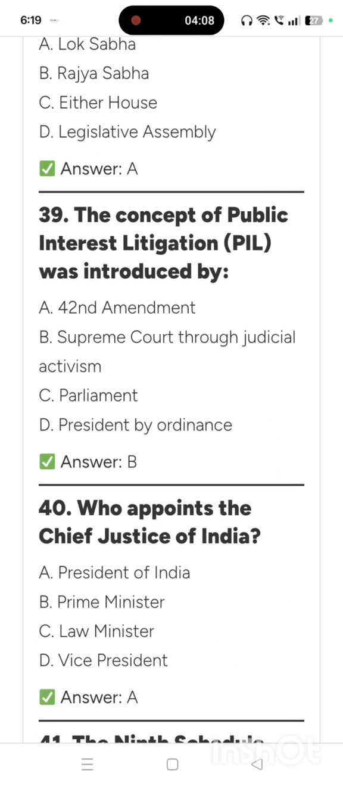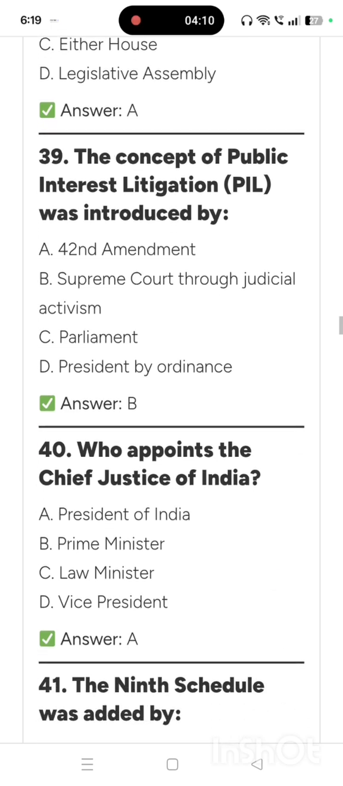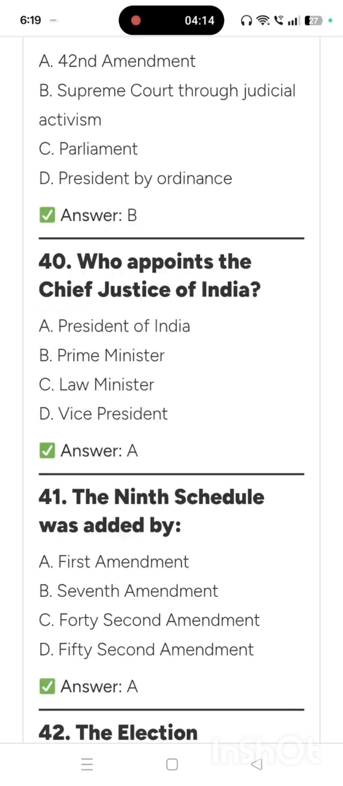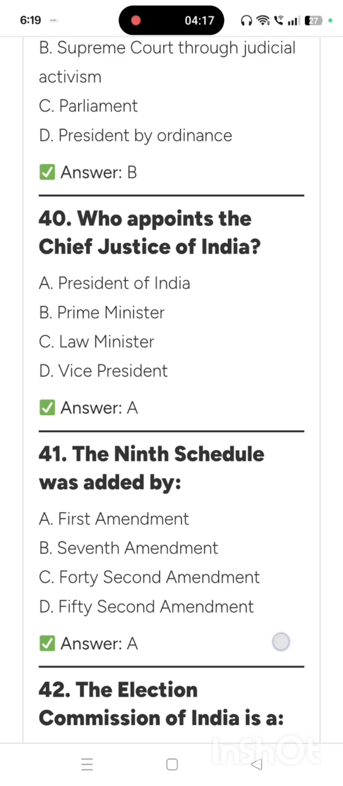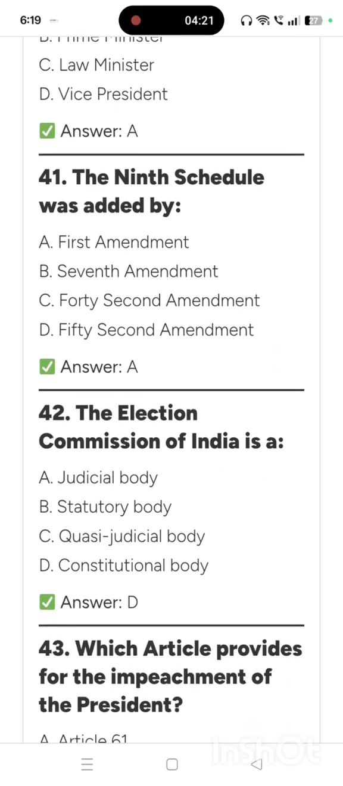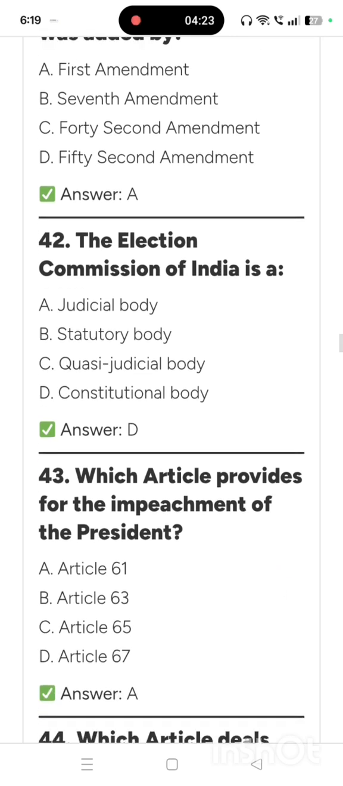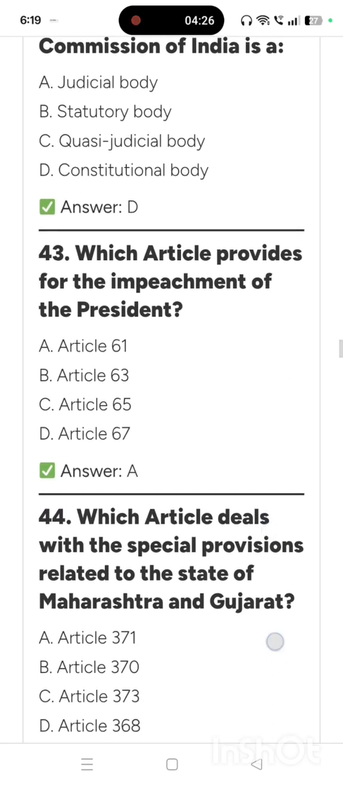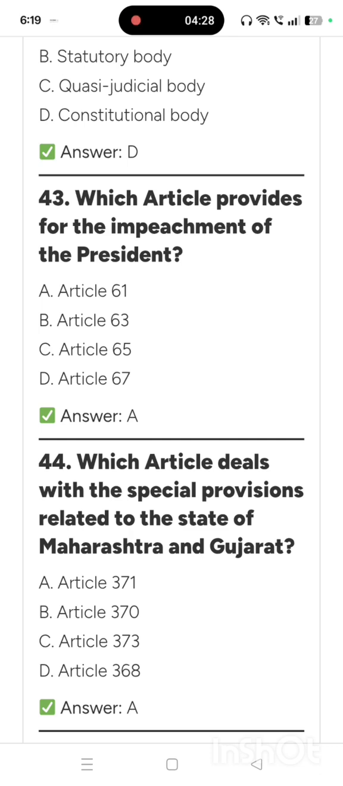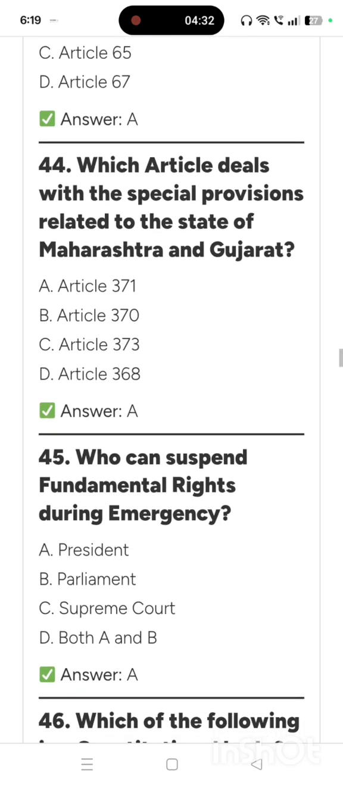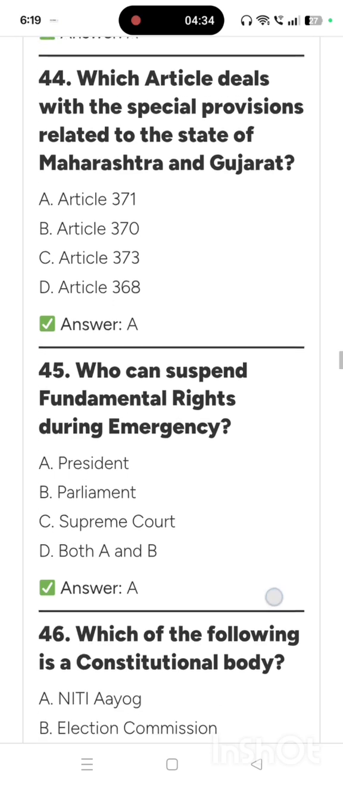The concept of public interest litigation was introduced by the Supreme Court through judicial activism. Who appoints the Chief Justice of India? President of India. The Ninth Schedule was added by the First Amendment. The Election Commission of India is a constitutional body. Which article provides for the impeachment of the President? Article 61. Which article deals with special provisions related to the states of Maharashtra and Gujarat?